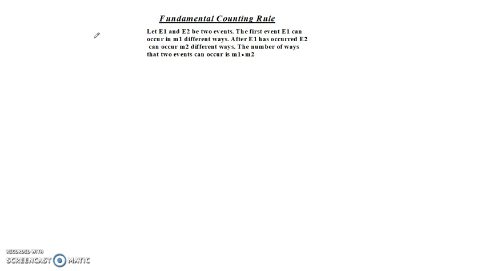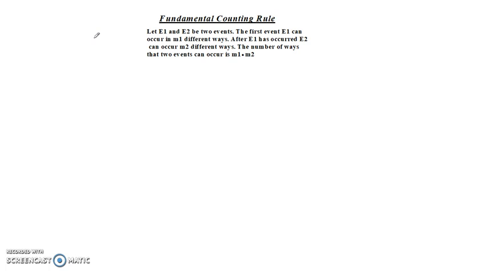Let's say we have two different events, E1 and E2. Let's say the first event E1 can occur in M1 different ways. After E1 has occurred, event 2 can occur in M2 different ways. So the total number of ways that the two events can occur is M1 times M2. Very simple rule, but it has a lot of applications.